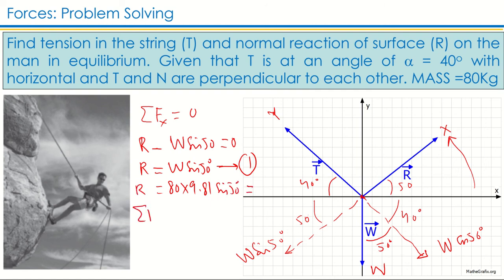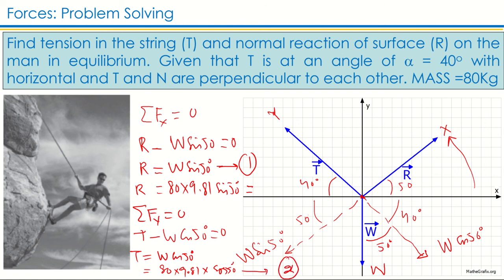And sum of the forces along y direction equal to 0. So I can write t minus w cosine 50 equal to 0. So t is w cosine 50. So here you don't actually need simultaneous equations to solve. Just from 1 and 2 you can get the value of r and t, and you can calculate that with the help of a calculator.